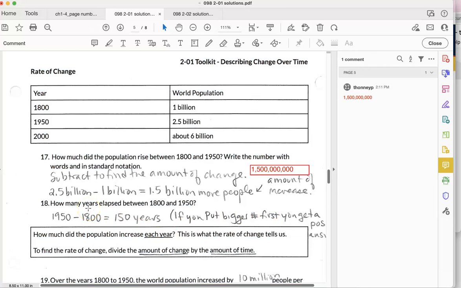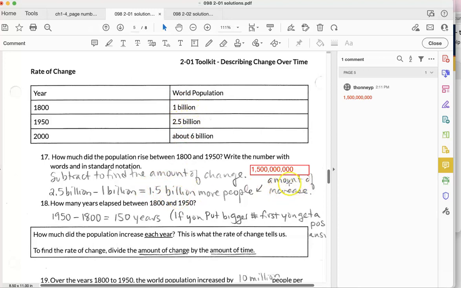And then how many years elapsed? 150 years. And again, a note to the subtraction. Sometimes I just put the bigger number first so I don't get any negatives. Definitely 150 years went by during that time period. And we're talking about a population increase, so this being positive also makes sense.